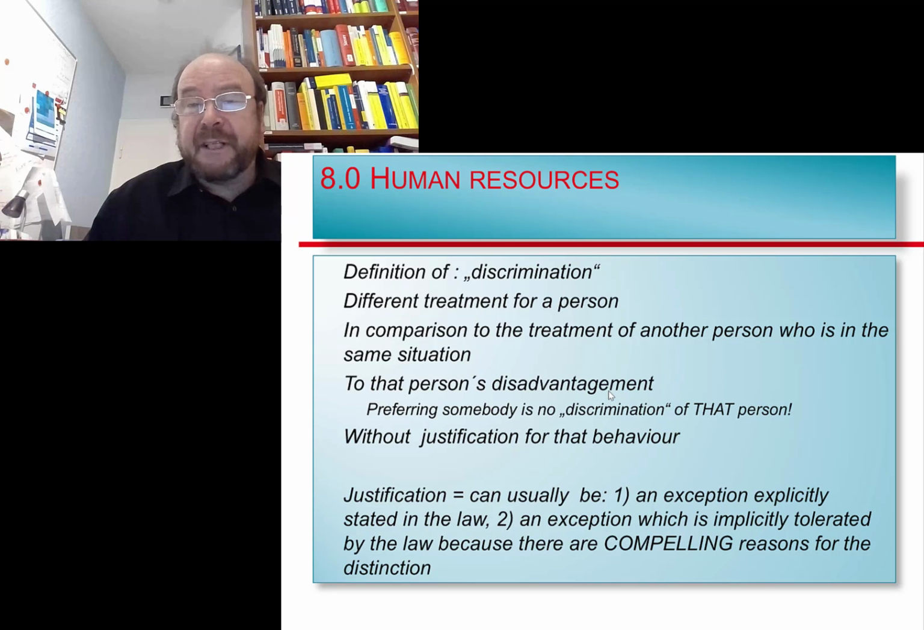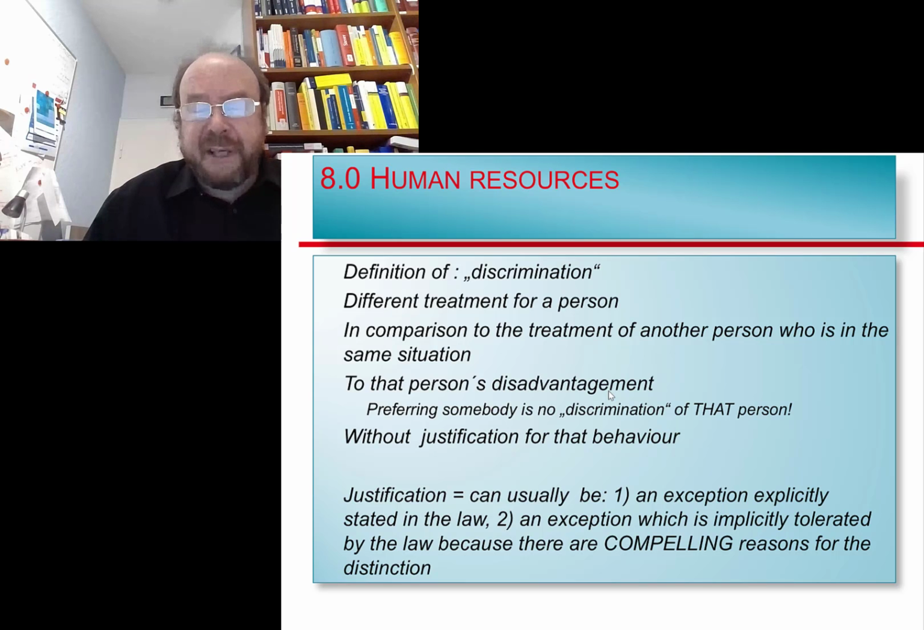Then, naturally, discrimination against a person is the only thing you can complain about, not about being preferred. A discrimination against a person must be to that person's disadvantage. So if you say somebody preferred me on unreasonable grounds, good luck. You cannot complain about that. But the person to whom you were preferred could probably complain if the selection was made on forbidden reasons.